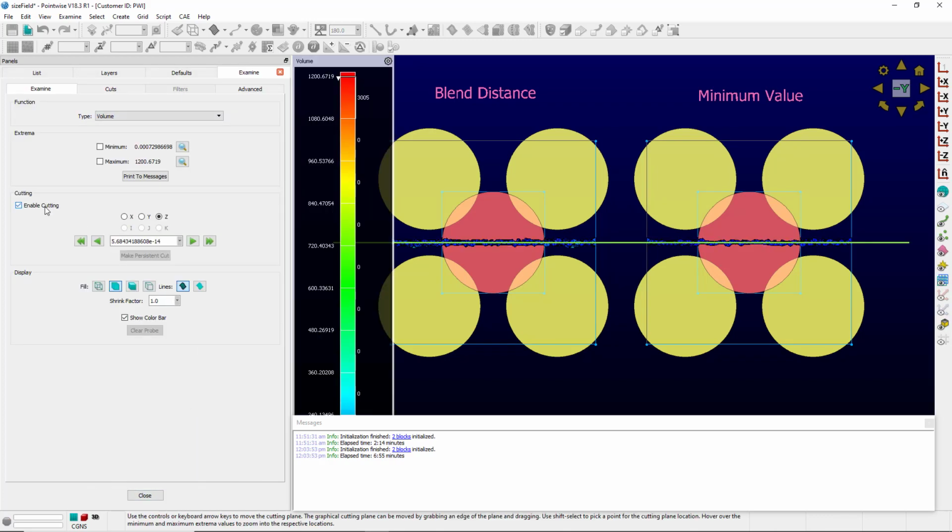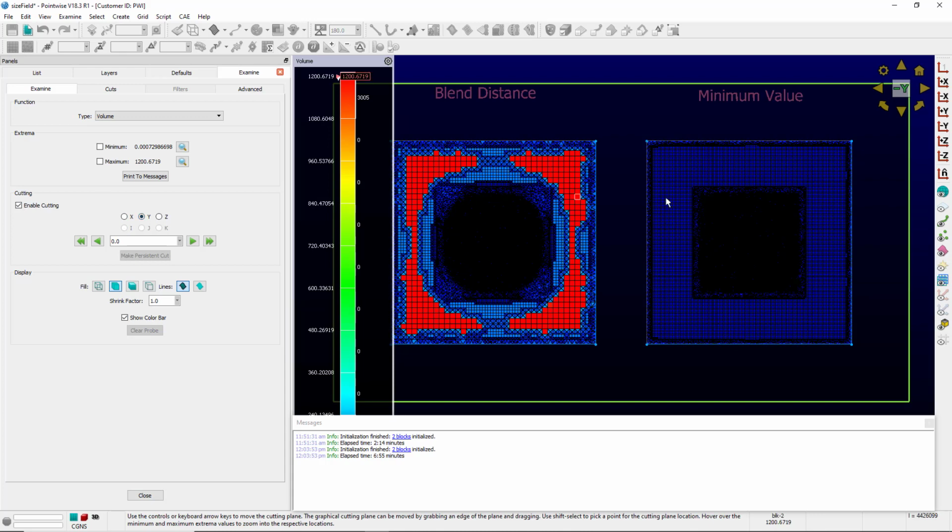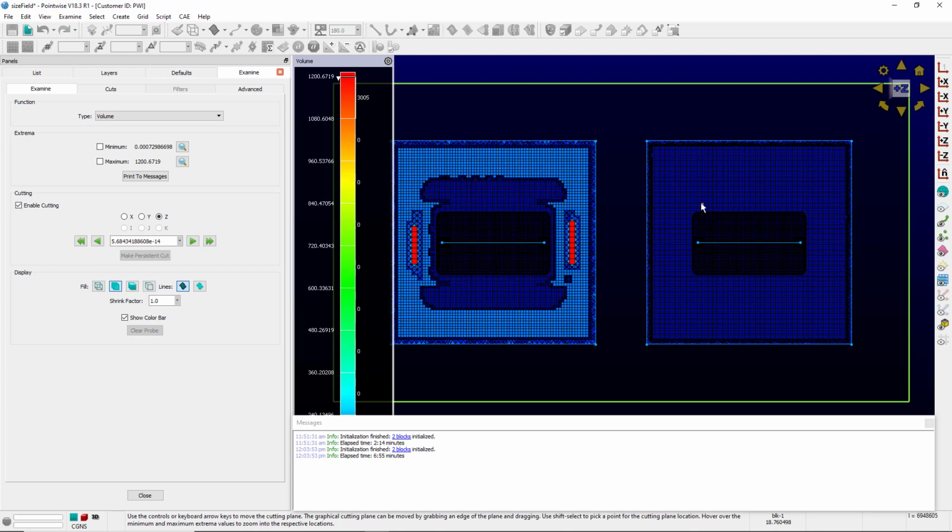Again, I'm going to turn off sources. And you see that minimum value keeps this nice distribution all the way around and avoids these pockets of slightly larger cells. That's one reason we advise using it for voxel blocks. If we click a Z-cut, the story is much the same.